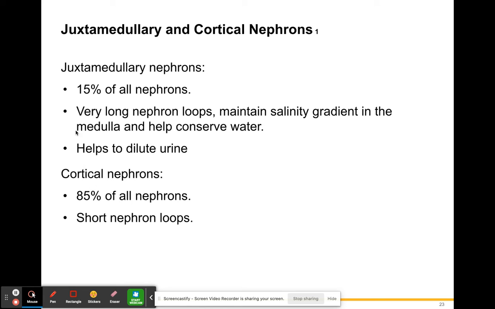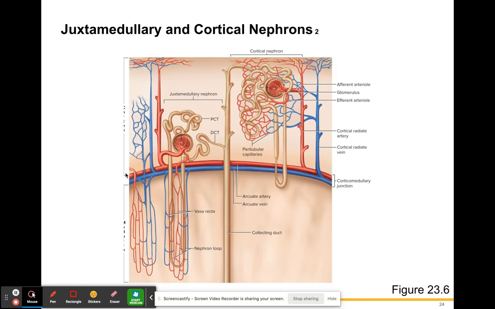The main difference between the two different types of nephrons is structural. Okay, juxtamedullary nephrons have very, very long nephron loops. Where cortical nephrons have very short nephron loops, and I'm going to show you a picture of this in a moment. The major functionality difference is that the juxtamedullary nephrons dilute your urine. Okay, they're going to help dilute urine to help conserve water. Okay, so the dilution of your urine is going to come from juxtamedullary nephrons, not cortical nephrons. Okay, and we'll take a look at them here.